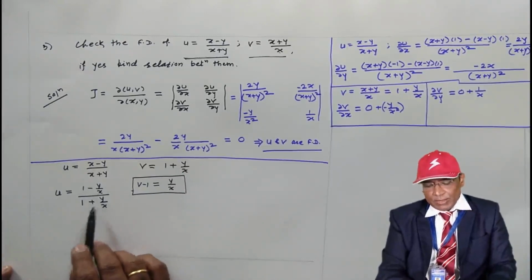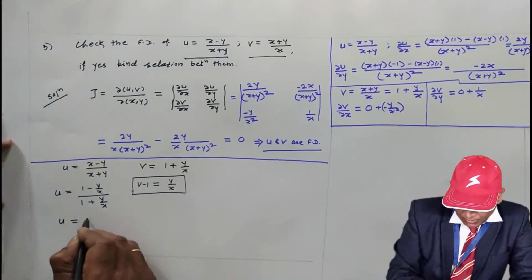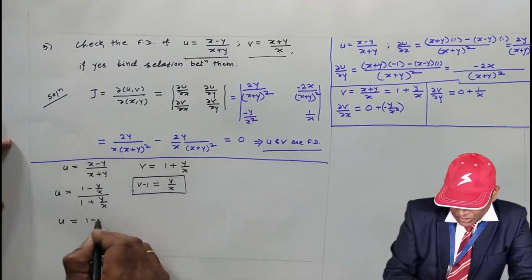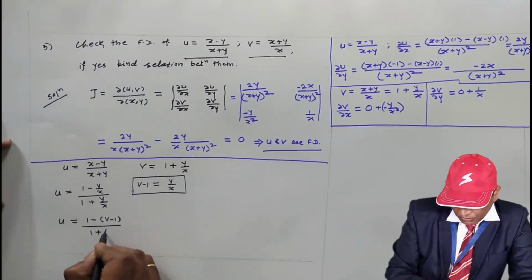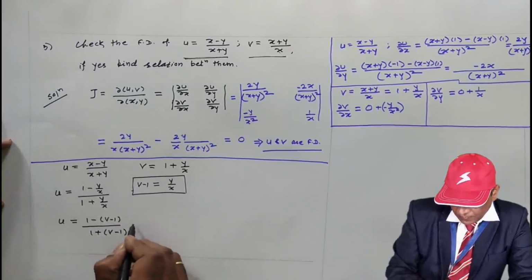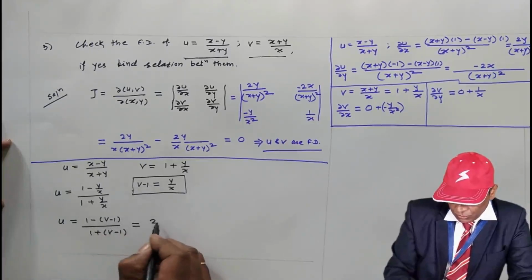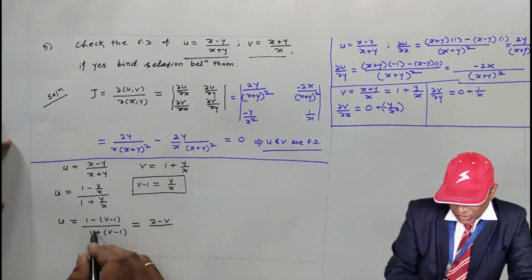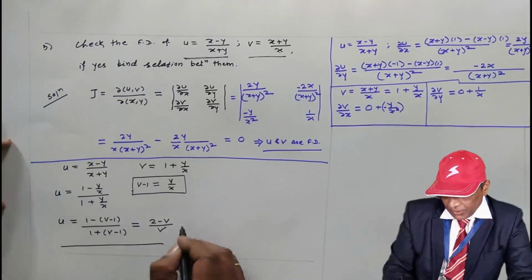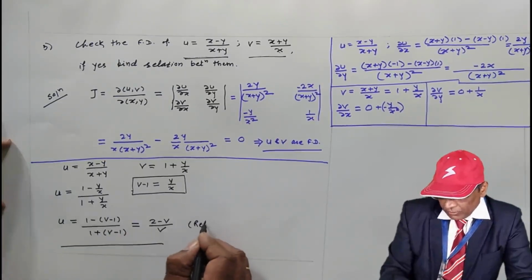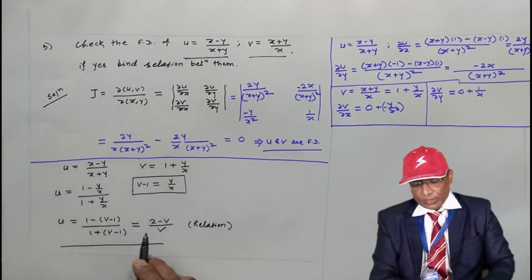This u also I have written in terms of y by x. Now you are free to put the value of y by x. Y by x is v minus 1. This 1 plus 1 is 2 and this 1 gets cancelled, is v. Therefore, this is the relation between u and v.